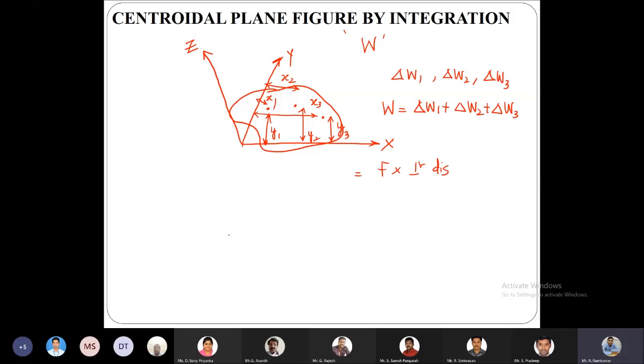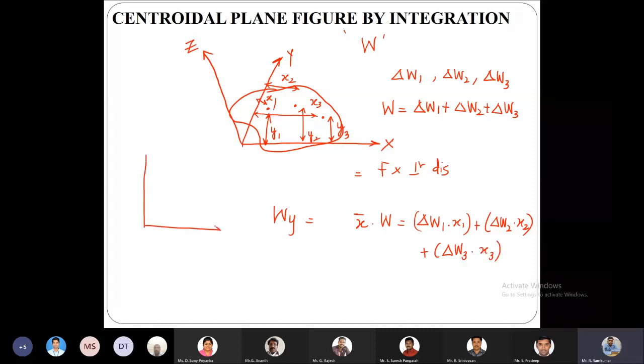If you want to find the moment of the weight W along the y-axis, I am using the term x bar into this W, which is equal to the moments of all individual weights, that is del W1 into x1 plus del W2 into x2 plus del W3 into x3, because this is our OY axis and here we have our OX axis, and this is point number 1. Here we have the perpendicular distance x1.